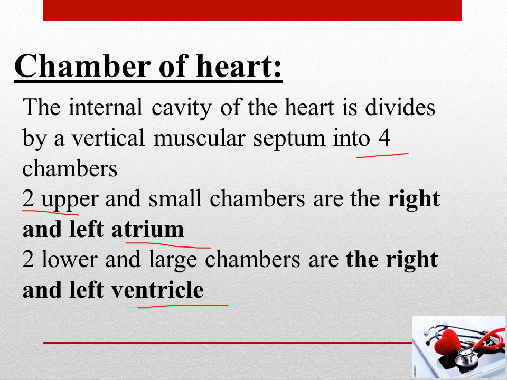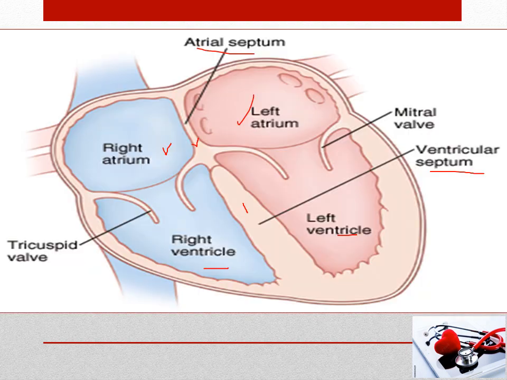The internal cavity of the heart is divided into four chambers by two vertical muscular septa called the atrial septum and the ventricular septum. Basically, these two septa separate the whole heart into two parts, the atrial chambers and the ventricular chambers. The upper and small chambers are called atria. Now you can see in this diagram that this area is the atrial septum, while this septum is the ventricular septum. So these two septa divide the whole heart into four chambers.